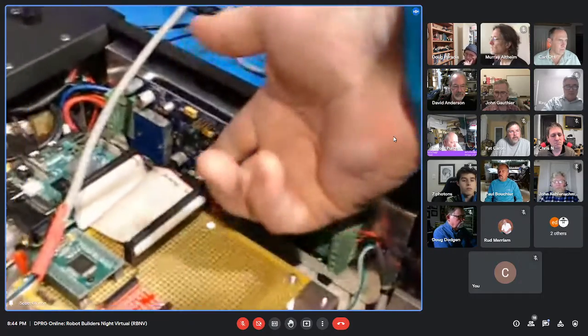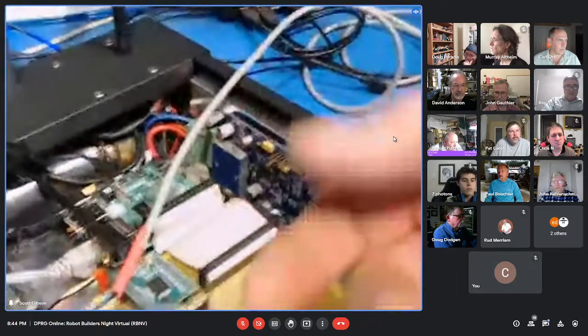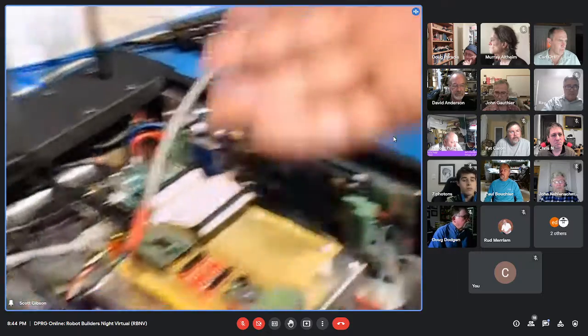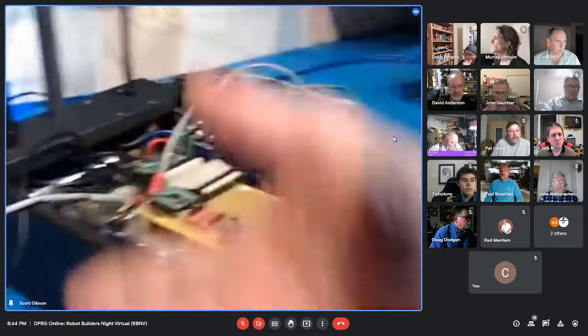Also, I have a telemetry link. I have a telemetry radio that I radio back information. So it's been really helpful to have all those UARTs available, and I thought it was a pretty cool little board.